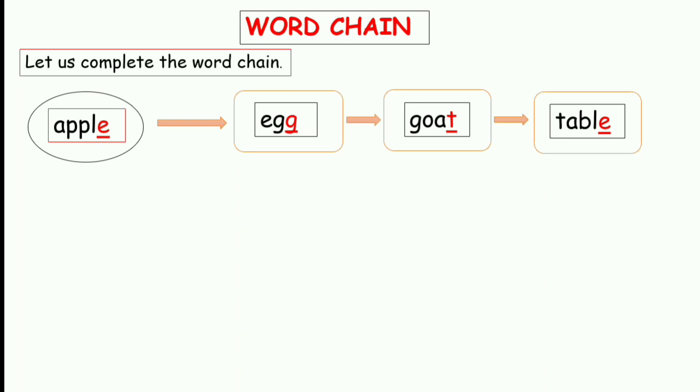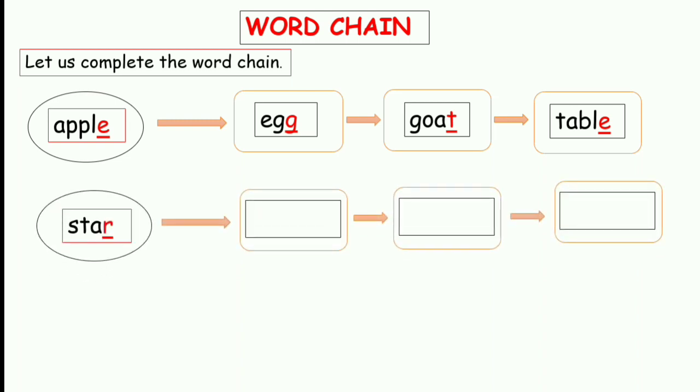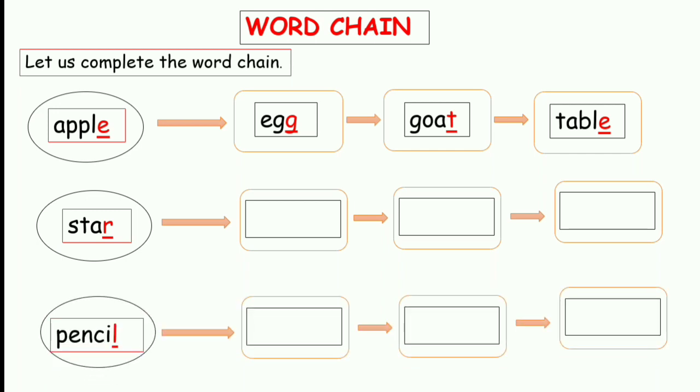So I have done one example for you, and here are another two exercises for you to complete. So you are going to complete this chain. Here the word is star and the last letter is R, which means the next word should begin with the letter R. And so you will continue. And the next one is pencil. What's the last letter here? L. Which means your next word will begin with L.